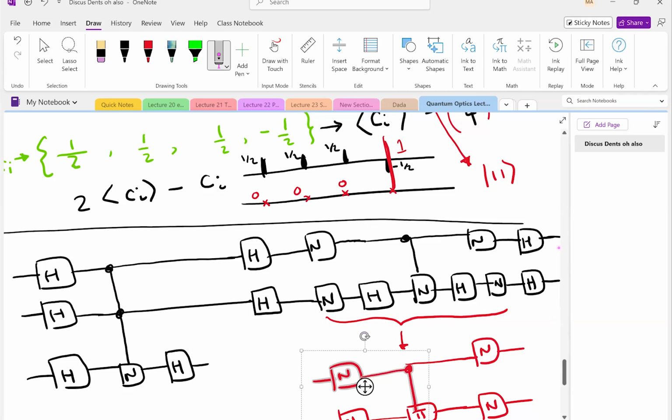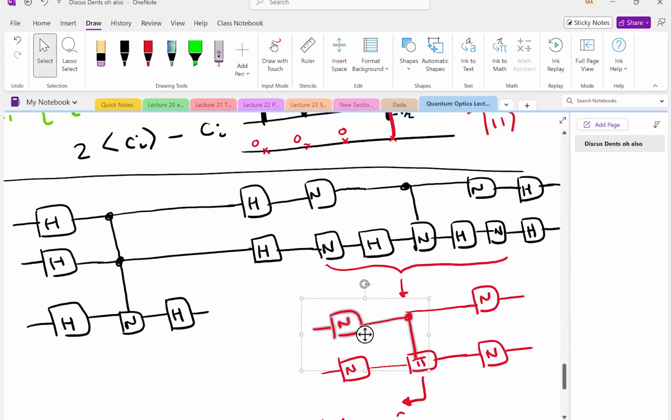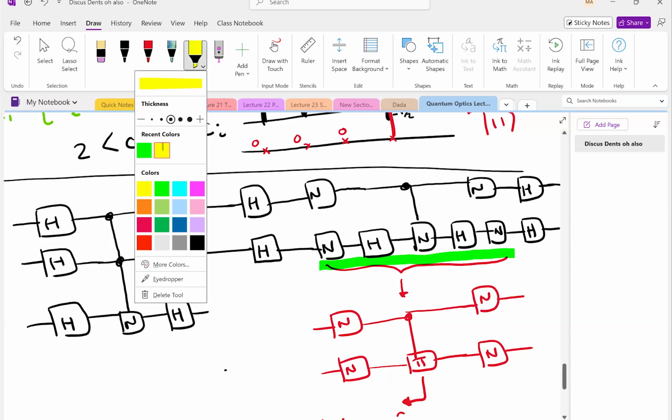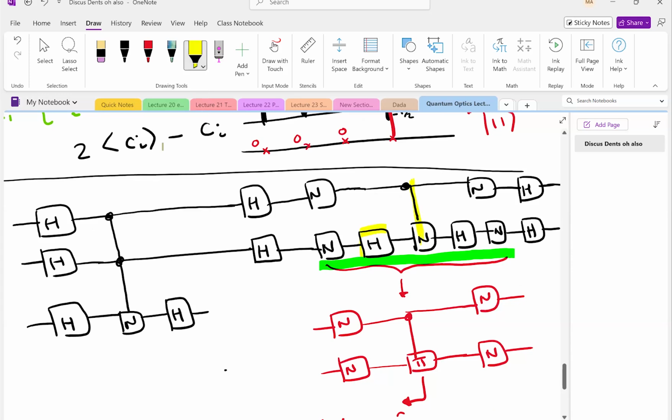Now, intuitively, why is this the Grover iterator? Let's focus first of all on just this part. If I notice carefully, there's a control NOT gate here. And when the control NOT gate is sandwiched between two Hadamard gates, it becomes a controlled phase gate. A controlled phase gate puts a negative sign on the second qubit if the first qubit is in the state ket 1. That's what it does. So a controlled phase gate is very simple.